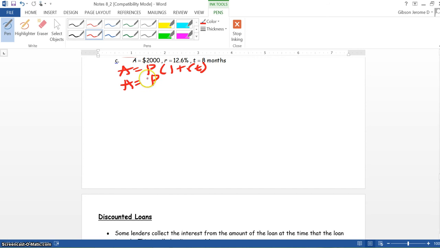Okay, class, picking up where we left off, we have our formula here, and now we're going to go through the process of substitution. We should have actually substituted in 2,000 for A equals P times 1 plus, the rate is 12.6%, which would be 0.126, and the time is 8 months, so that would be 8 out of 12 months.